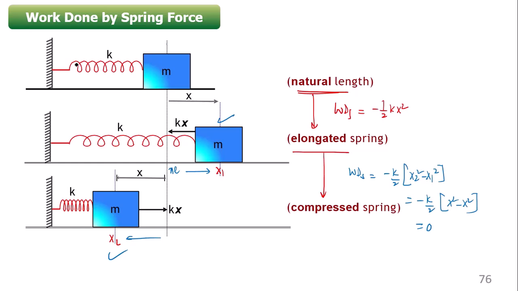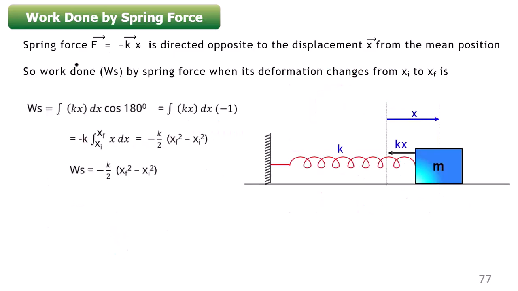Because the work done expression is equal to minus half kx square, taking the limit from 0 to x. Okay, so this is the final expression. The work done by the spring force is minus k by 2 times x final square minus x initial square. I have written the final as x2 and the initial as x1. So x2 square minus x1 square.